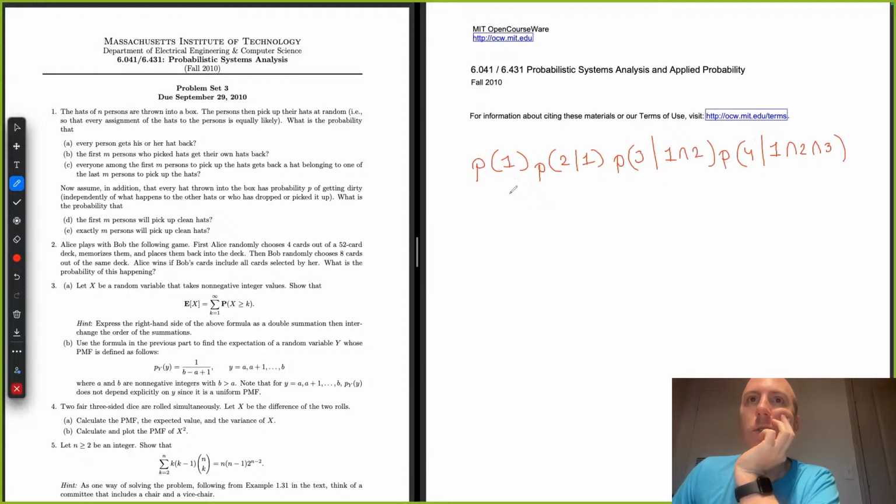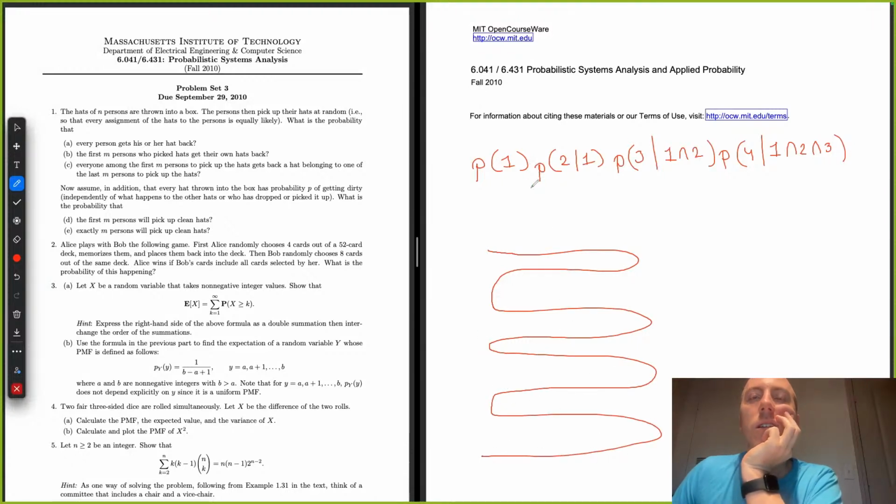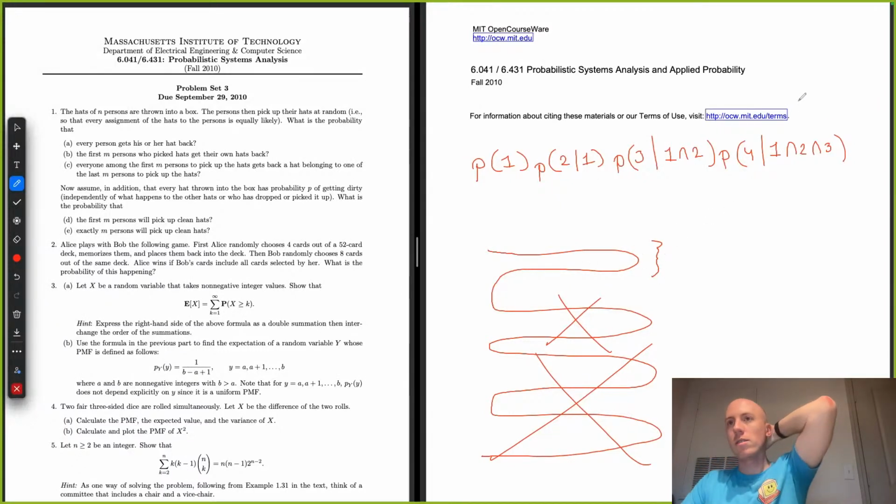The probability that the first person gets their hat back, that's kind of like a whole bunch. And then the probability of 2 given 1, maybe cut off like half of those. And the probability of 1 and 2, we cut off like that half. And the probability of 4 given this, and we're just left with this. This is always just 1 at the very end.